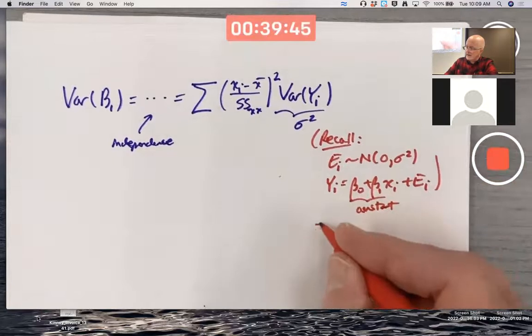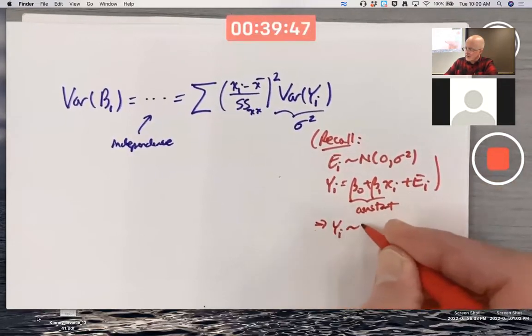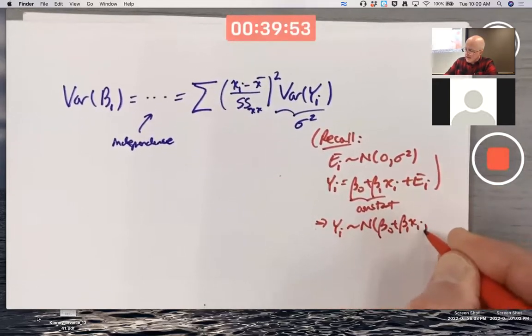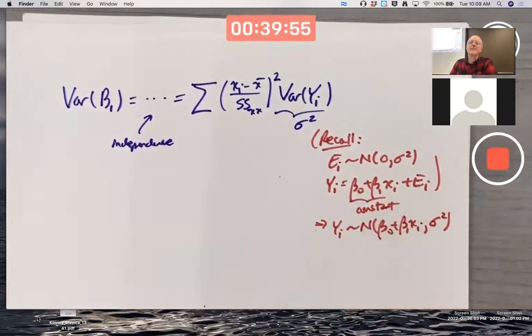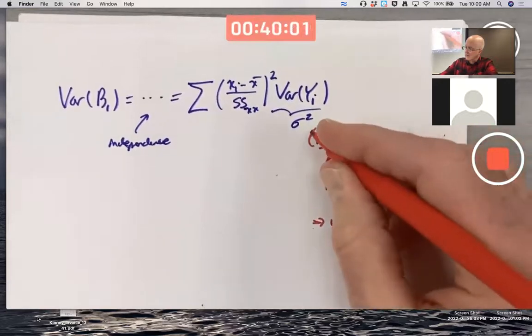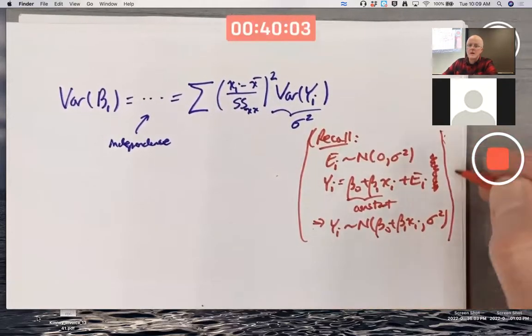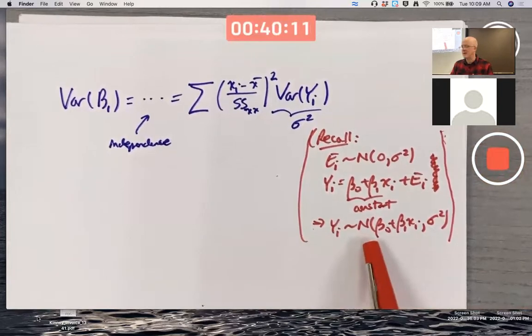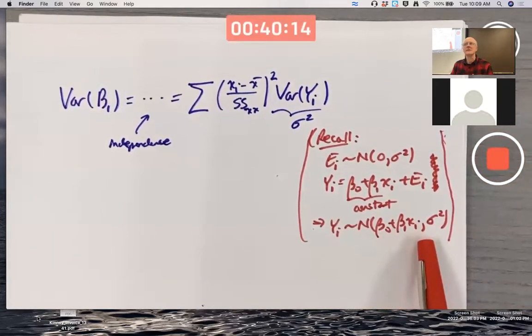So yi is normal with this mean and the same variance. We already used the mean in the previous page. Now we're using the variance. Okay, so where are we trying to go with all this? We're trying to see what we can do to simplify this.